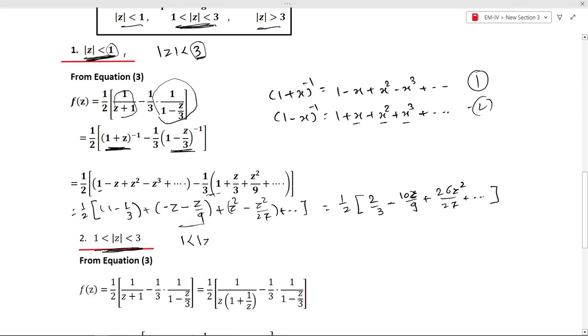One is less than mod z and the other one is mod z is less than 3. Okay, now from equation 3, your regions are: one is less than mod z and the other is mod z is less than 3. So the greater one, we will take as common.